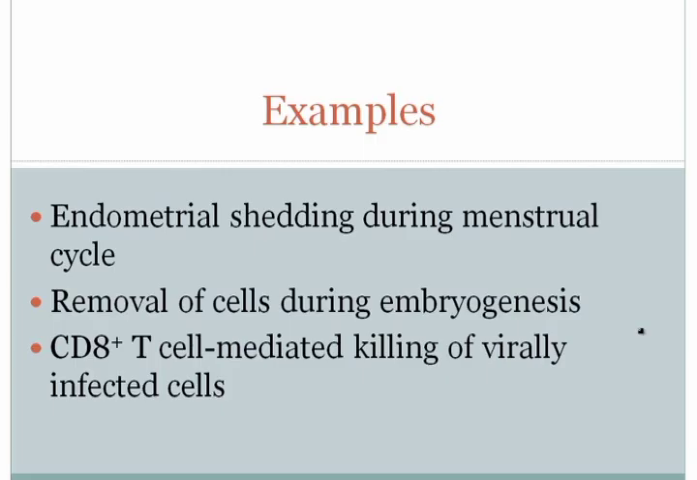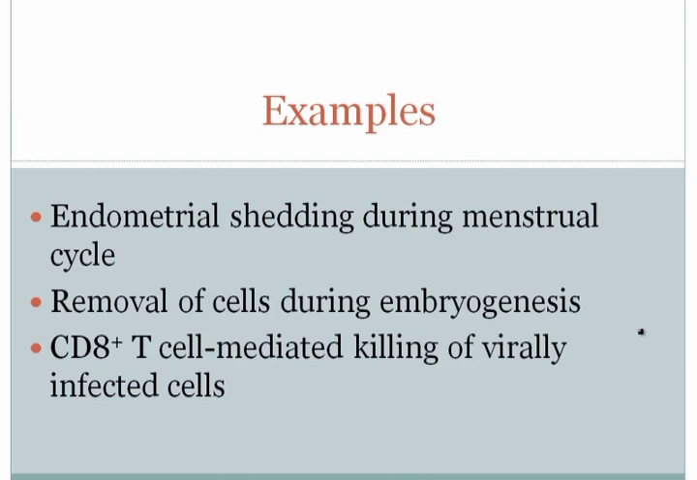A few classic examples to be familiar with. The endometrium, when it actually sheds via apoptosis during the menstrual cycle. During embryogenesis, cells are often removed, and that removal of cells occurs via apoptosis. For example, the spaces between your fingers and toes occur by removal of tissue via apoptosis. And sometimes you'll see patients with something called syndactyly, where there are two toes stuck together, and that is because apoptosis did not occur during embryogenesis in that particular tissue.